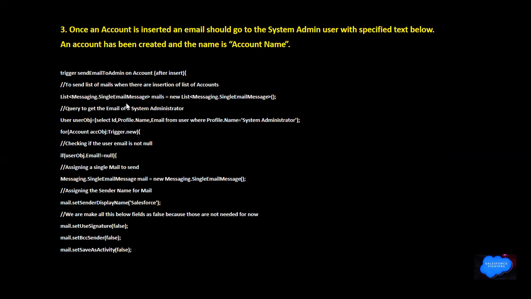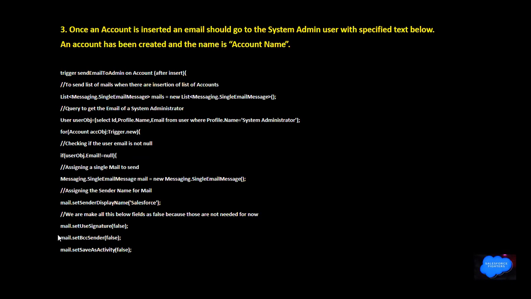List of Messaging.SingleEmailMessage mails is equal to new list of Messaging.SingleEmailMessage. Query to get the email of the system admin user object: select Id, Profile.Name, Email from User where Profile.Name is System Administrator. For the account object in Trigger.new, checking if the user's email is not null.